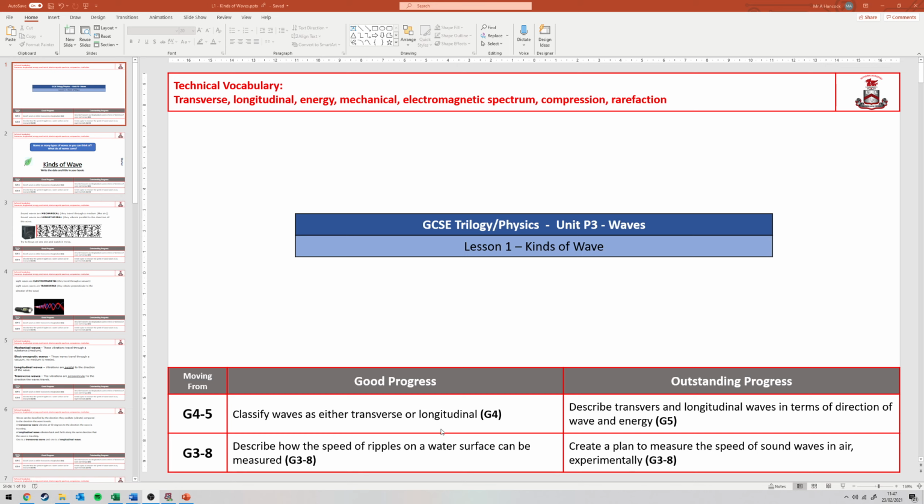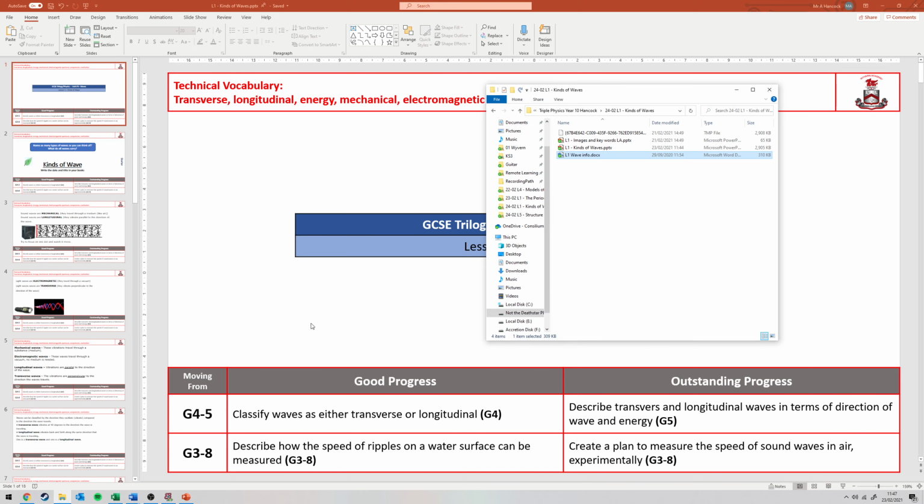Hello Year 10. Today we're going to be doing types of wave. So I'm just going to go, here's the work folder. This is the new topic. We're moving on to waves now.